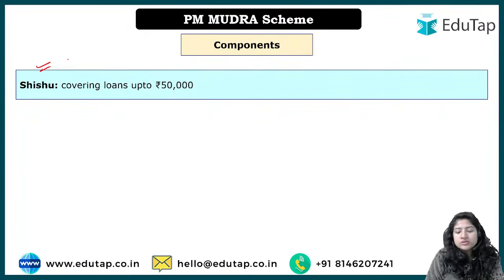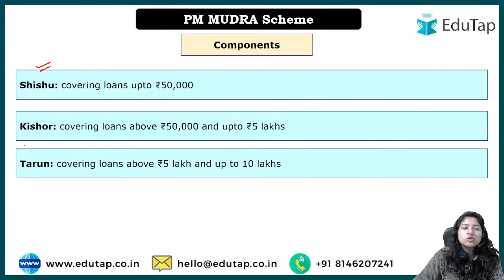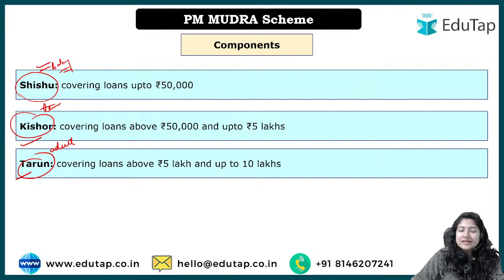So 3 types of loans are provided under this scheme. One is Shishu loan, one is Kishore, one is Tarun. And actually these names are stages of a person's life. Shishu is when the person is small, at the baby stage. Shishu means baby. Kishore is when he becomes a teenager, and Tarun is basically adult. So these are the Hindi names of some of the phases of a person. On that basis the name has been provided.